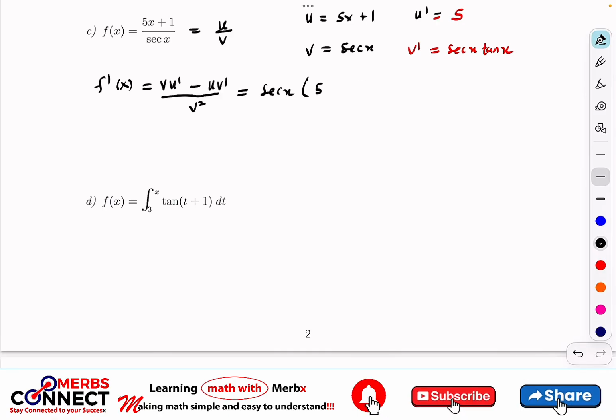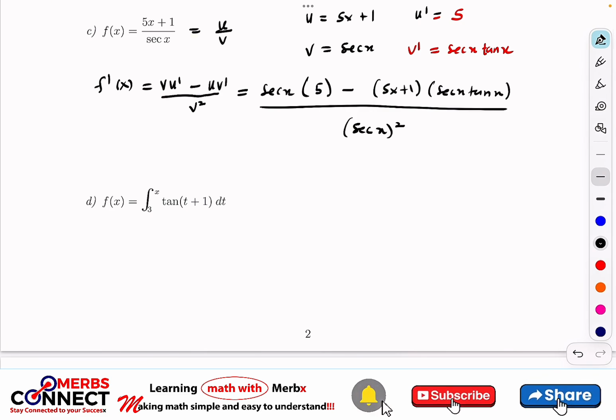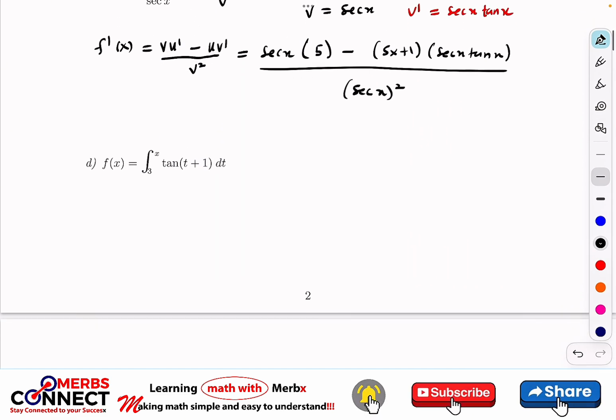So u prime is 5x, u is 5x plus 1, and then v prime is secant x tangent x divided by secant x squared. The question says do not simplify, so I can decide to leave my final answer here and I'm done, right? I'm not going to simplify this. I'll just leave it here.